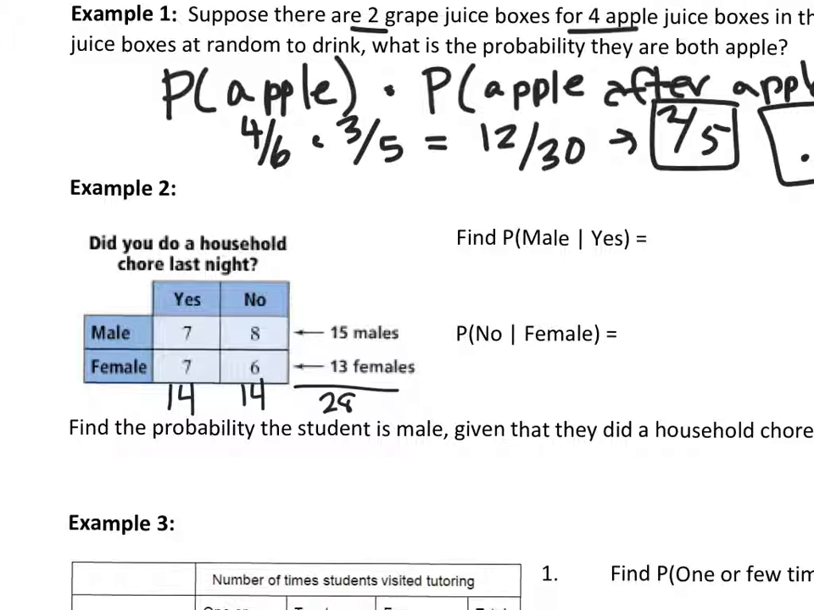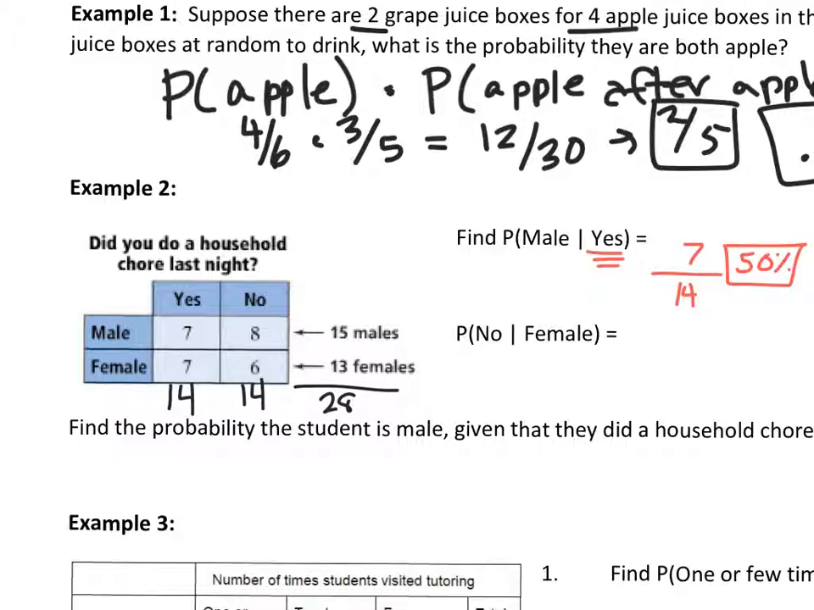This notation means find the probability that the person was male given that they said yes, they did a household chore. What I think about is this being the denominator. Yes is your denominator. So how many people said yes? 14. Of those people, how many were male and said yes? That's 7. So the answer is 50%.